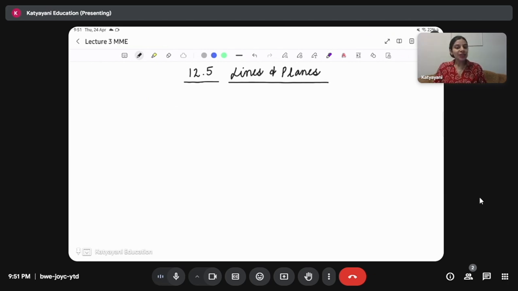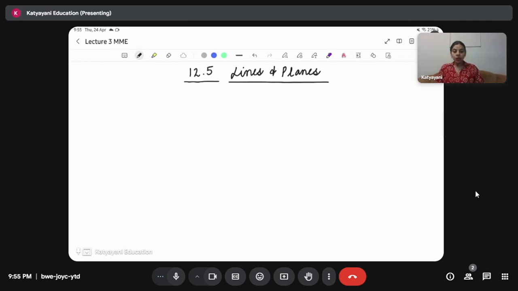In the last class we had done 12.4, that was about the scalar product of vectors. We also covered topics like Cauchy-Schwarz inequality and triangle inequality and did some questions based on exercise 12.4. Today we'll be starting with 12.5, which is about lines and planes. So here we'll be learning how to find the equation of a line and then the equation of a plane, right? So let's get started.